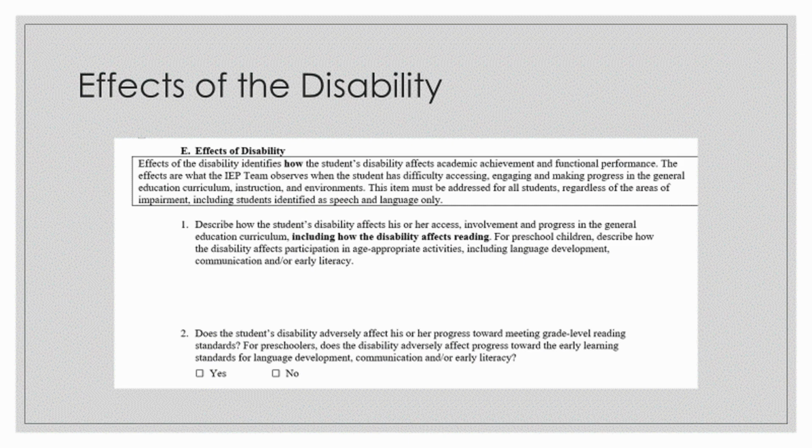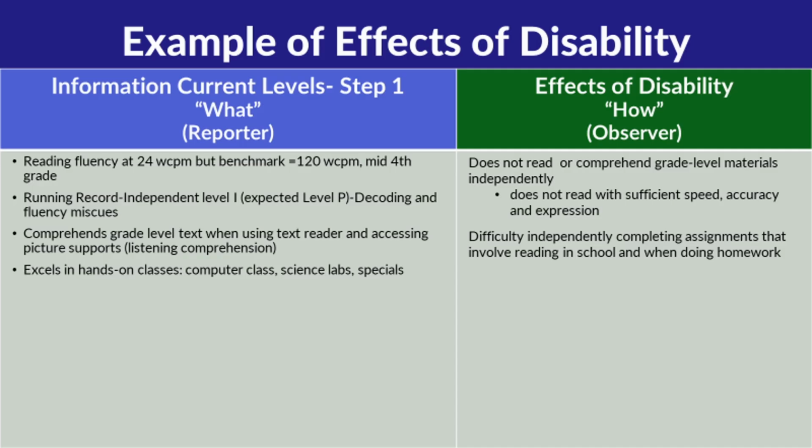Effects of the disability identify how the student's disability affects academic achievement and functional performance. These effects are what the IEP team observes when the student has difficulty accessing, engaging, and making progress in the general education curriculum, instruction, and environments. This item must be addressed for all students regardless of the areas of impairment, including students identified as speech language only. Let's try walking through this first part of step 2, identifying the effects of the disability.